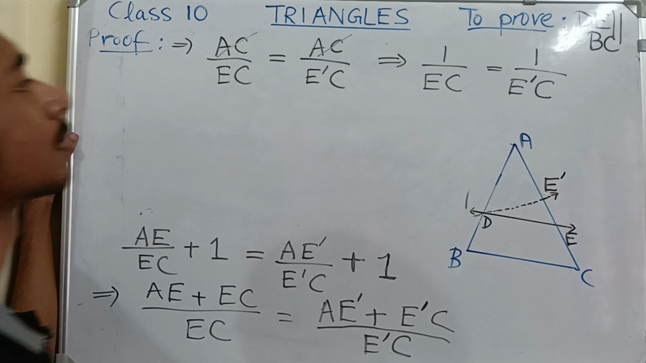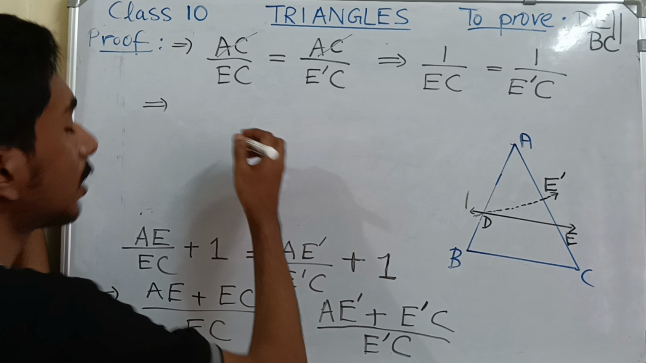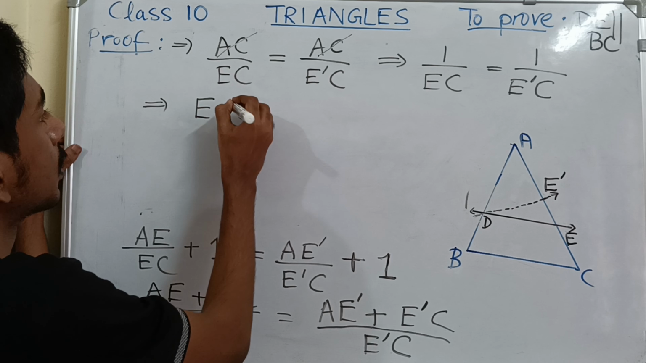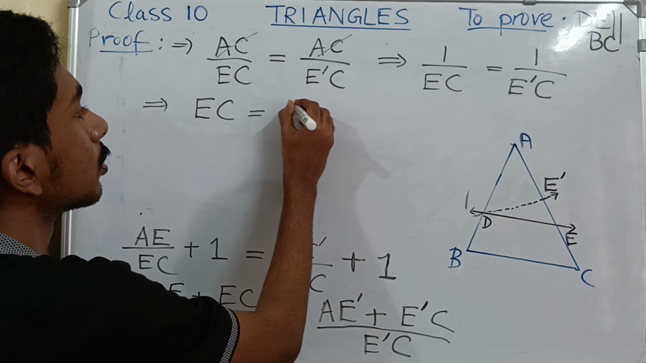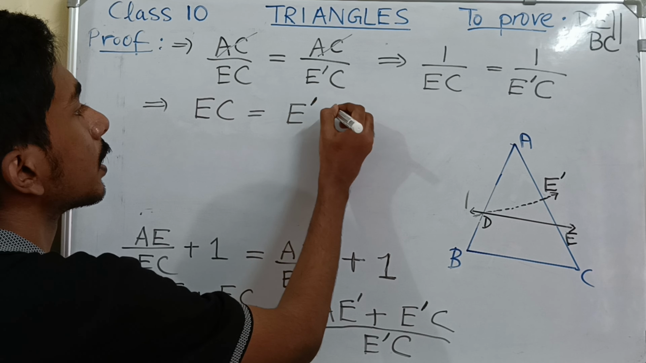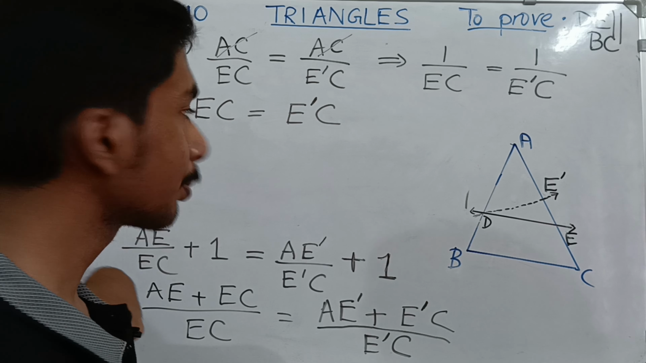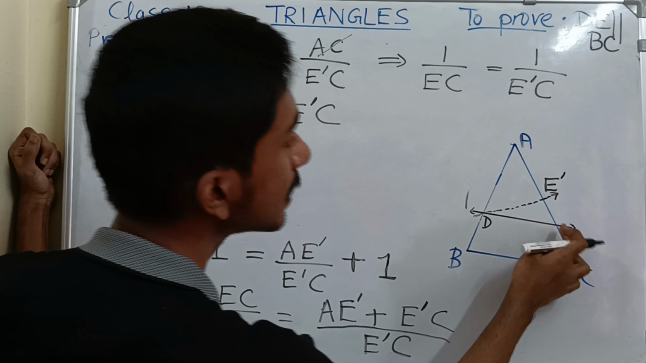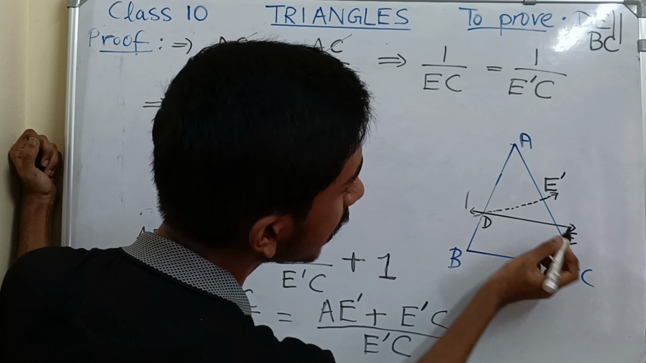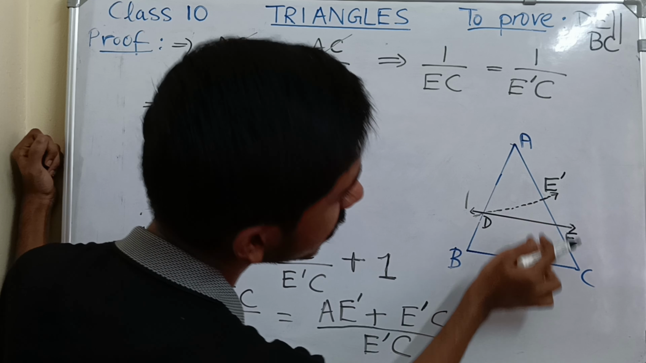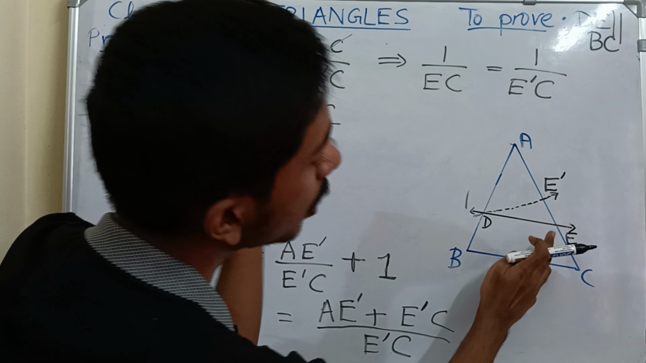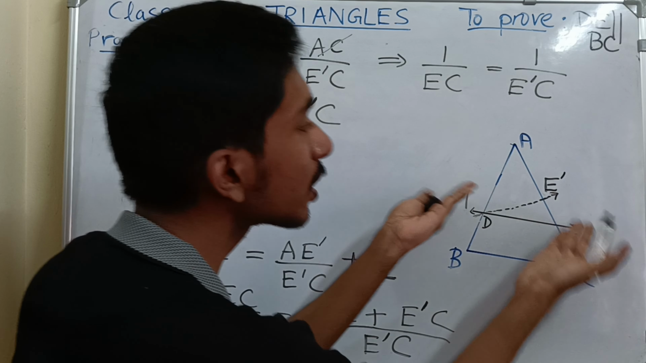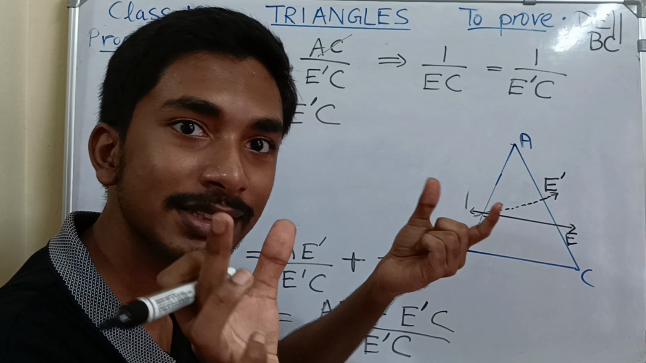If you cross multiply this, you will get EC is equal to E dash C. What does that mean? Both line segments are actually equal. But see, this is EC, and this is E dash C. E dash C is bigger and EC is just small. But now we have just proved that both are equal. Both are the same line segment.